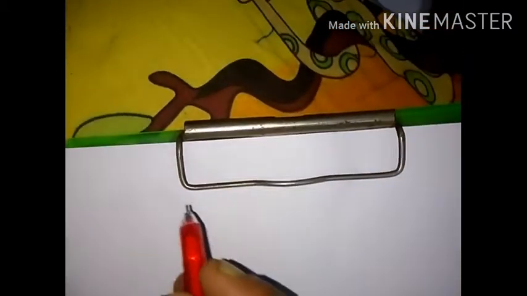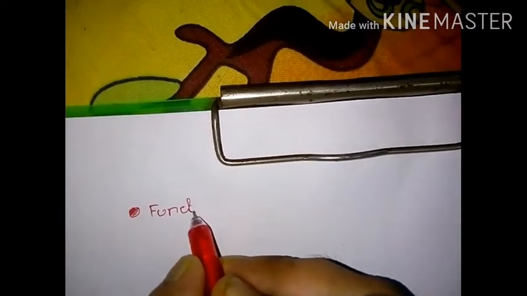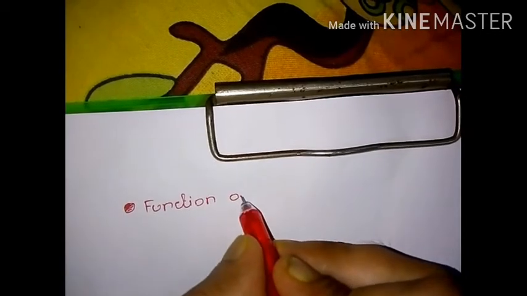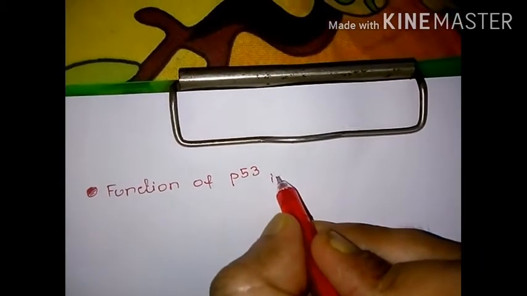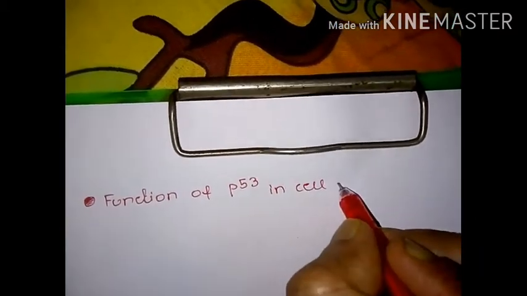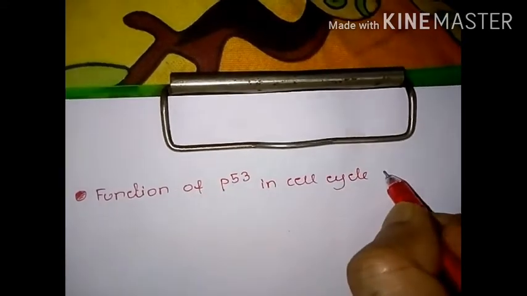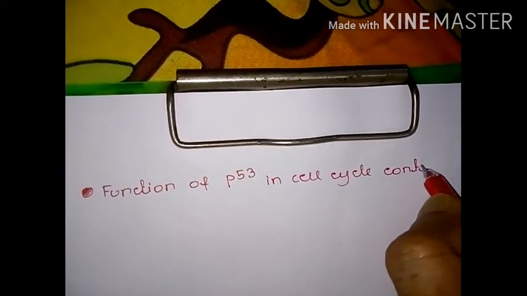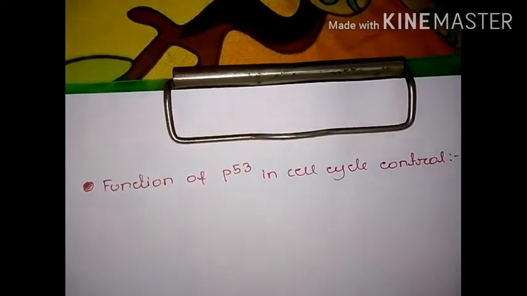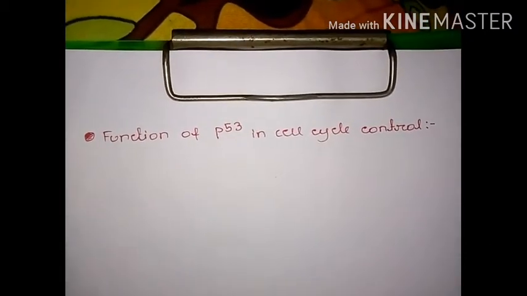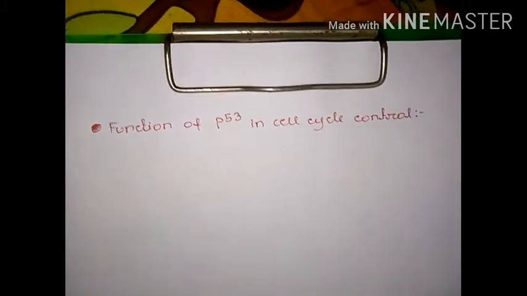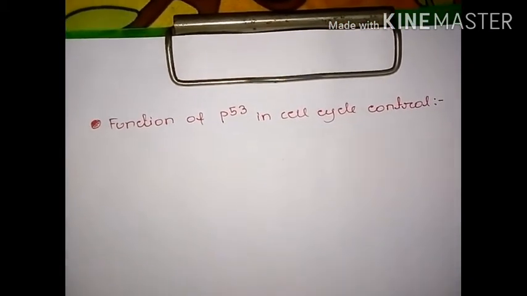So here is the function of p53 in cell cycle control. How p53 works in control of the cell cycle, and what are the proteins that are involved in this process.